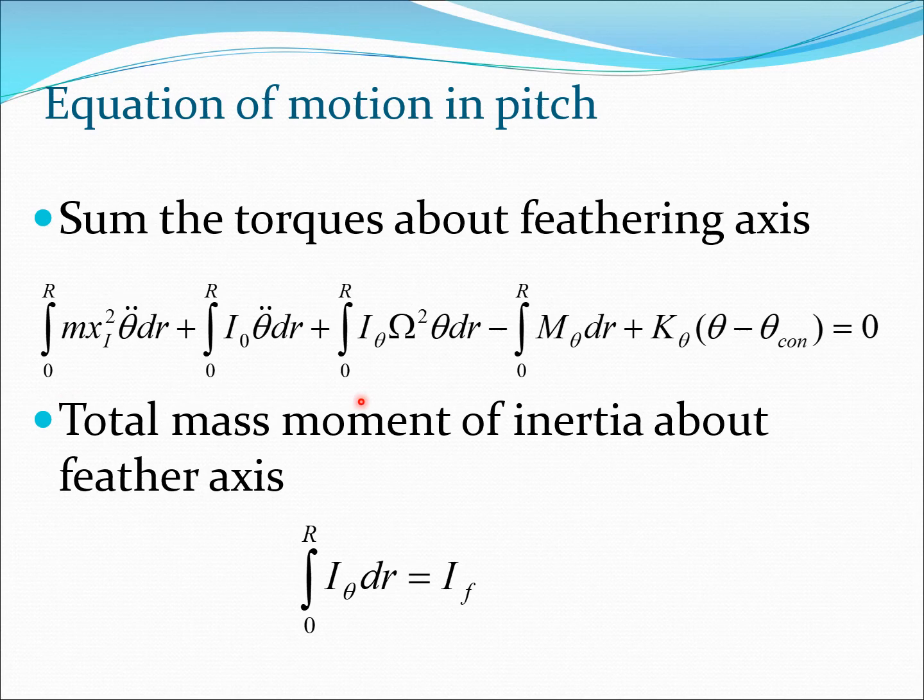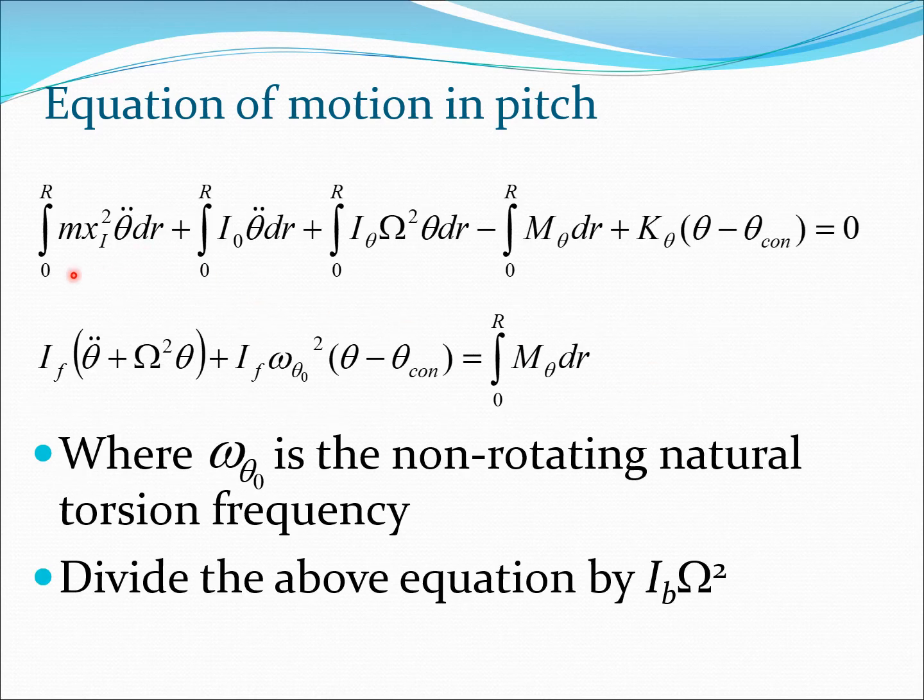Now, certain interesting things you can use here. One is the fact that, remember, I0 plus m xi square is I theta. So this term will become I theta here. So I theta is here, I theta is here. And the integral from 0 to r of I theta dr is IF. So that's a quantity you can calculate. So we will put IF everywhere and we will simplify this equation. So essentially this equation becomes much simpler with the definition of IF, and so you get this nice looking equation here.